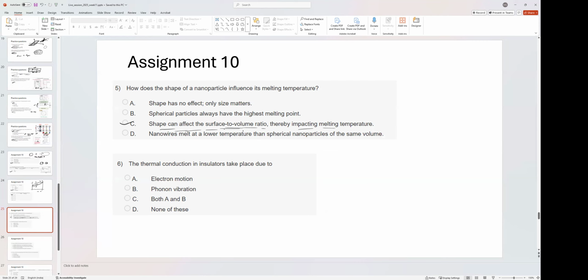Thermal conduction in insulators takes place due to... do you remember, in the case of diamond, thermal conductivity is kappa lattice plus kappa electronic. Since it's an insulator, kappa electronic is 0, so you only have kappa lattice. Kappa lattice is due to the vibration of the phonons.